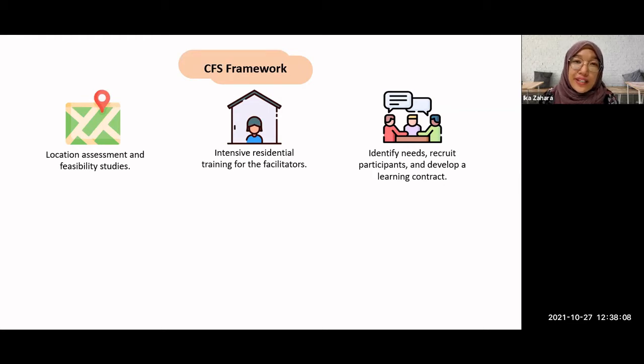If the farmers don't really know the facilitator personally and don't have that kind of frequent social interaction, the farmers will tend not to fully participate or wouldn't listen to what the facilitator said. So it is important to have a facilitator that is willing to have residential training for a couple of months prior to the CFS program.